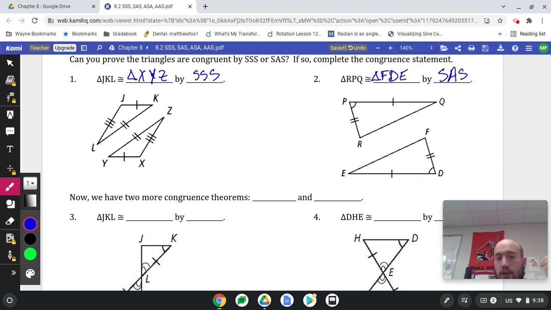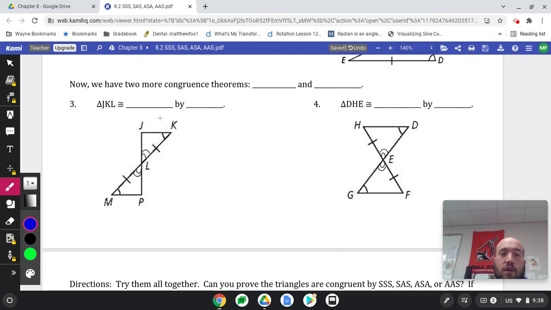All right. So on to the next one. Now we have 2 more congruence theorems. If we look here, the other 2 we haven't talked about yet would be ASA and AAS. So one of these for each of these.